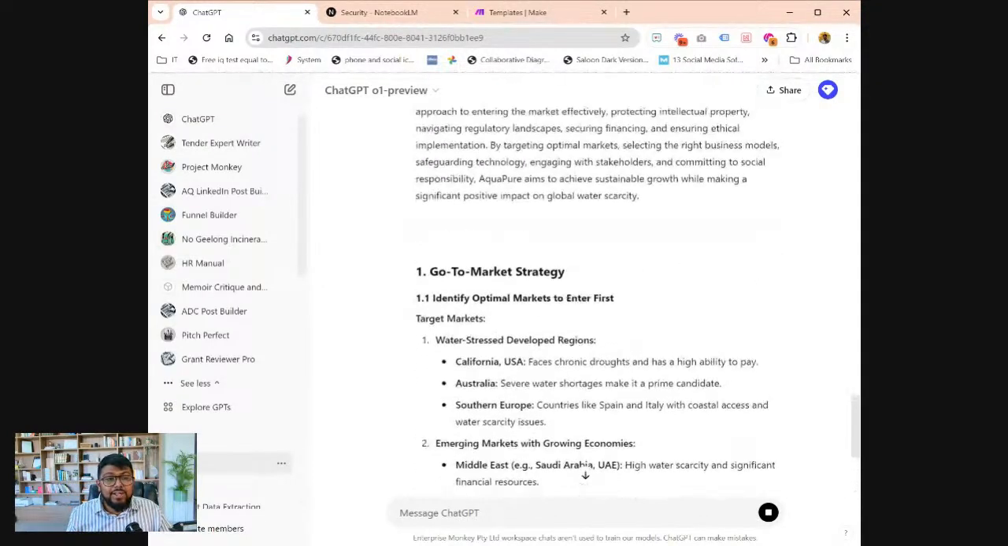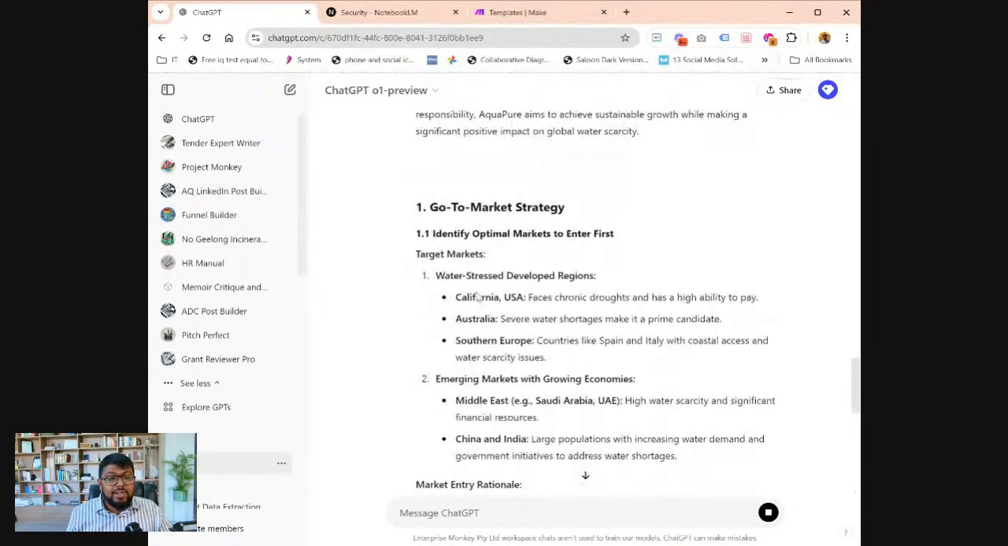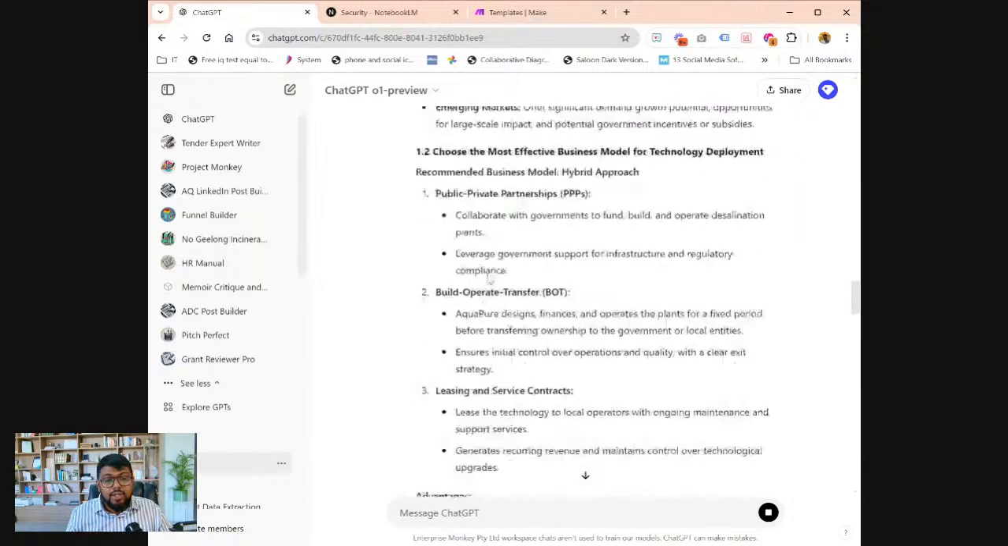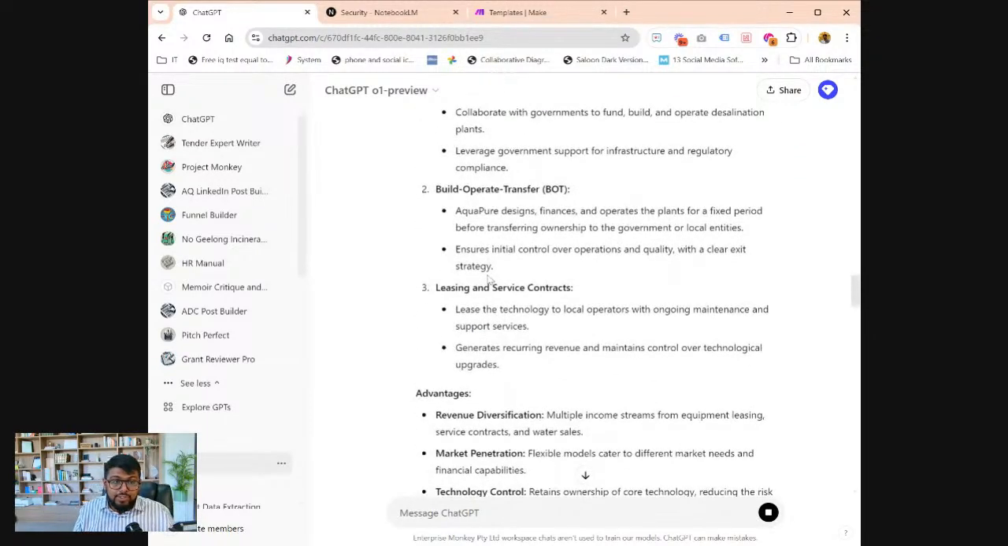And then finally, it has produced an output where it's identified a very clear target market, which is water-stressed developed regions, identified California, USA, Australia, Southern Europe, and then emerging markets. And there's going to be a huge difference in the outputs that you would get from a normal GPT model versus ChatGPT o1, which is a model that uses reasoning for its day-to-day work.